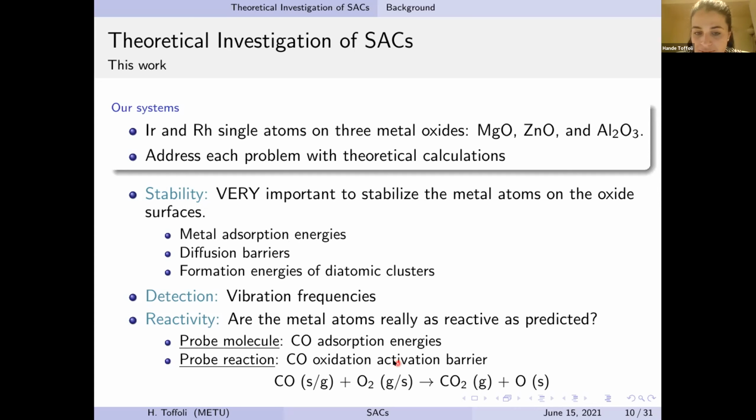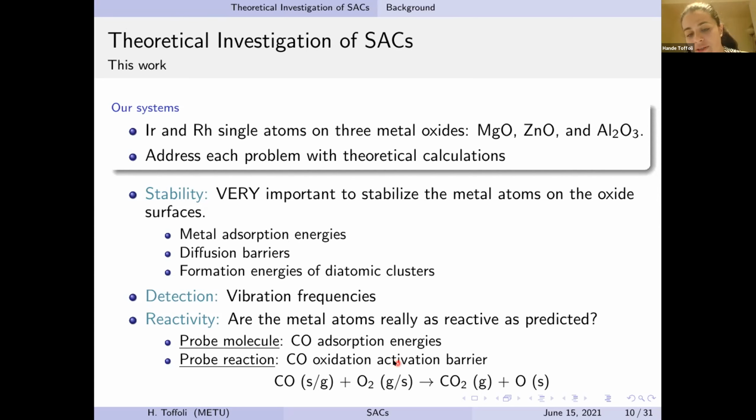In order to study reactivity, we look at two parameters: carbon monoxide adsorption energies. Carbon monoxide is a common probe molecule that is often used in such calculations. And also, again, a probe reaction, which is an important reaction in and of itself, but also a simple reaction for us to study in brief amounts of time.